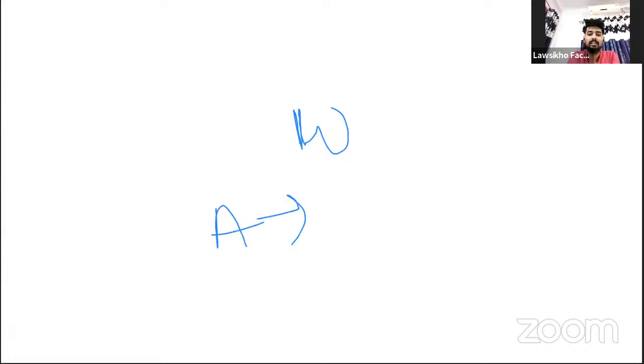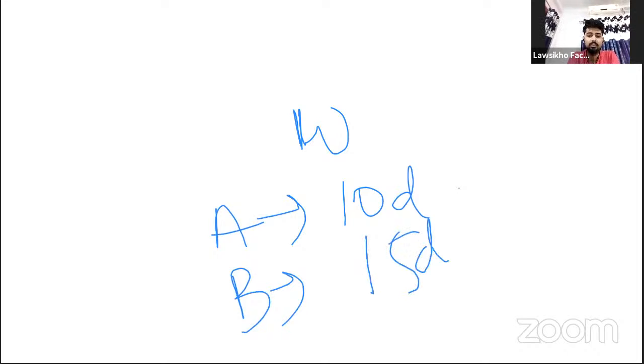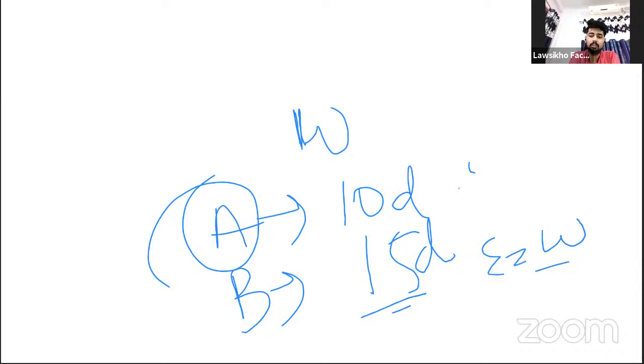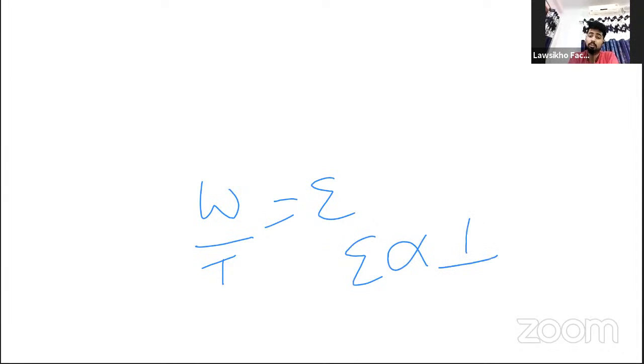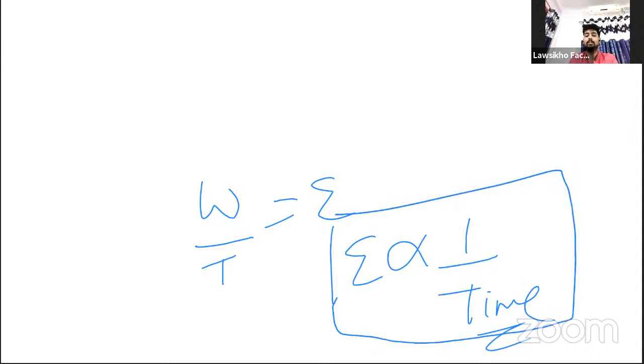Say A completes the same work in 10 days and B completes the same work in 15 days. So who is more efficient in this particular question? A, obviously, because efficiency is equal to work upon time taken. So when we say work upon time taken is equal to efficiency, it can be concluded that efficiency is inversely proportional to time taken. This is another relation you need to be aware of. Where time is given, how will you denote efficiency? The reciprocal of time. Now how do we find efficiency?